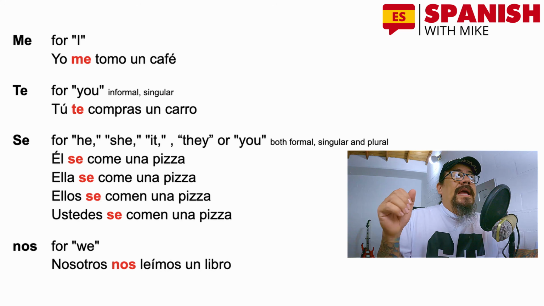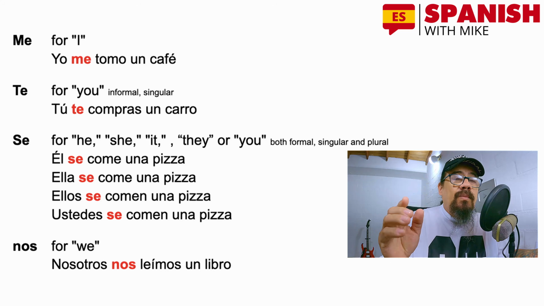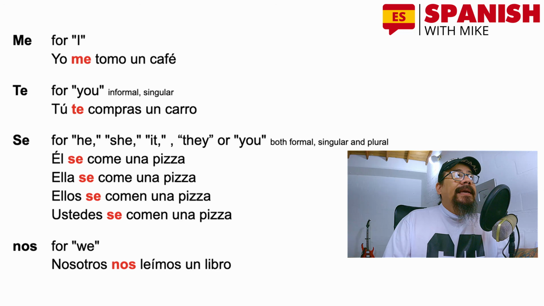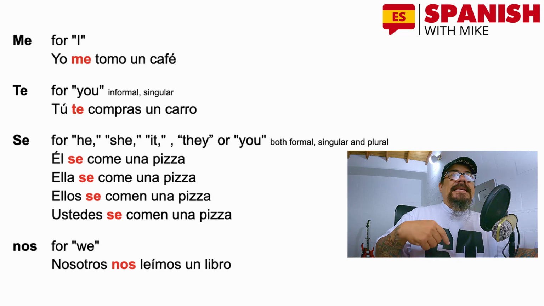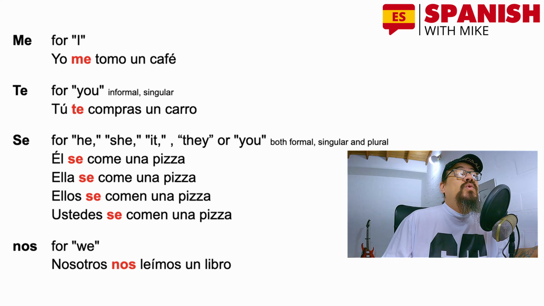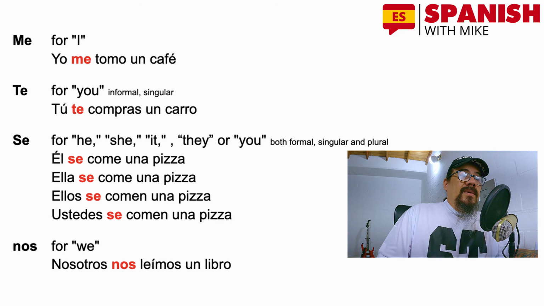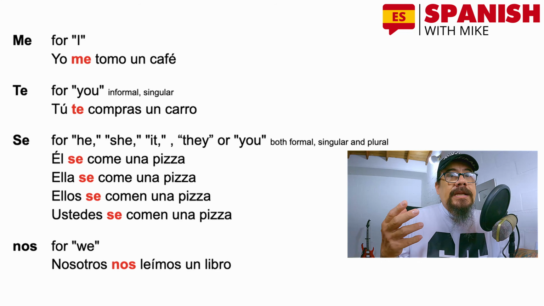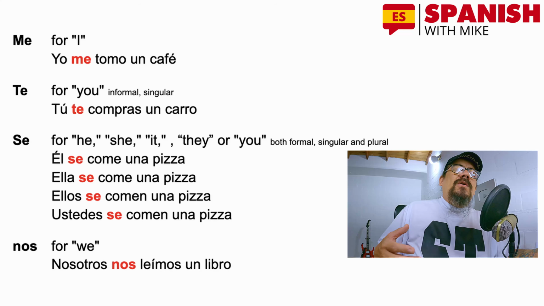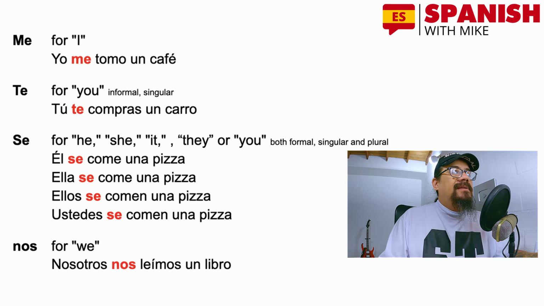Se is used for he, she, it, they, and you, both formal, singular, and plural. Usted, ustedes. So I can say, él come una pizza, he eats a pizza, él se come una pizza, or ella se come una pizza, or ellos se comen una pizza, ellas se comen una pizza, or ustedes se comen una pizza. Same thing. And nos for we. We say, nosotros nos leímos un libro. We read a book. Nosotros leímos un libro. Nosotros nos leímos un libro. We read ourselves a book, like that kind of nuance.